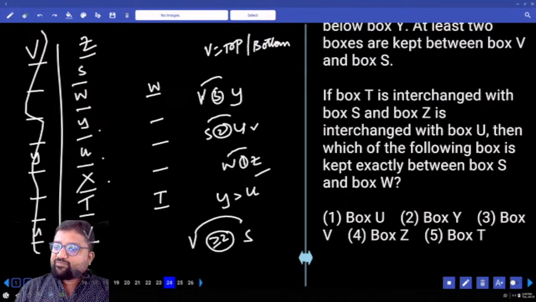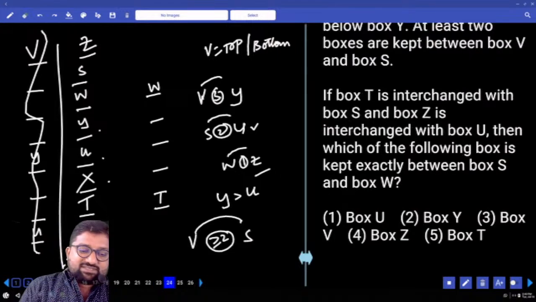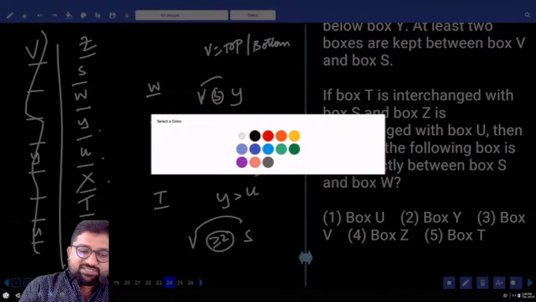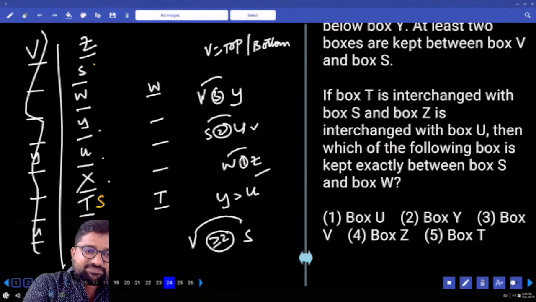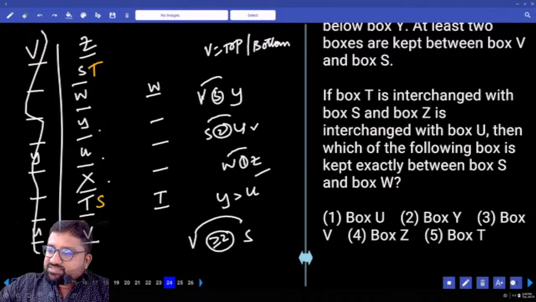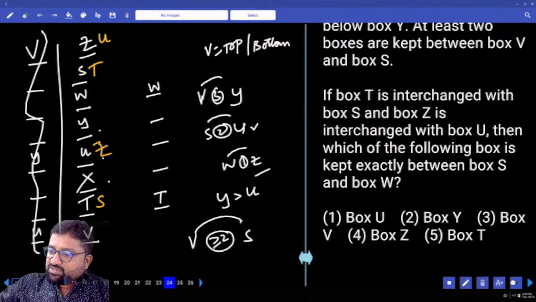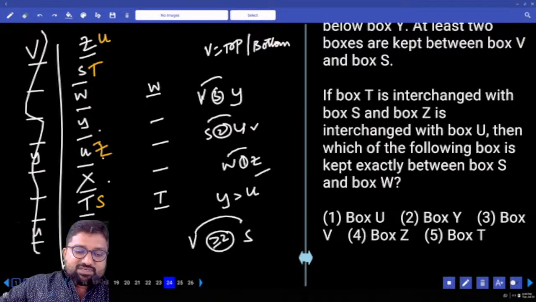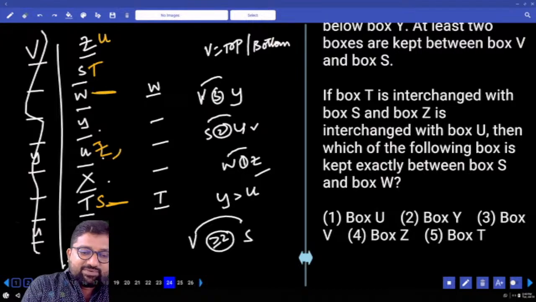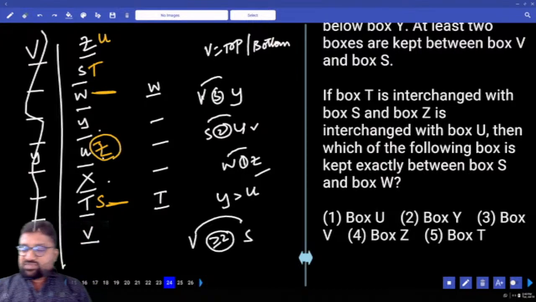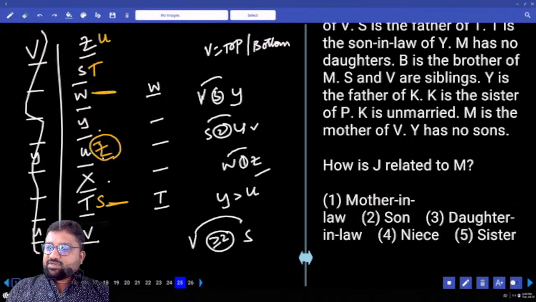24. If box T is interchanged with S, T is interchanged with S. Next, Z is interchanged with U. Next, which of the following box is exactly between S and W? This is S, and this is W. What is exactly between S and W? Listen. Option number 4.